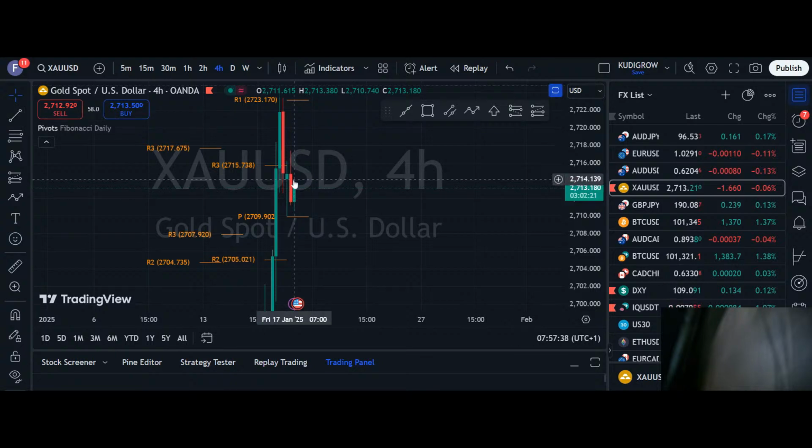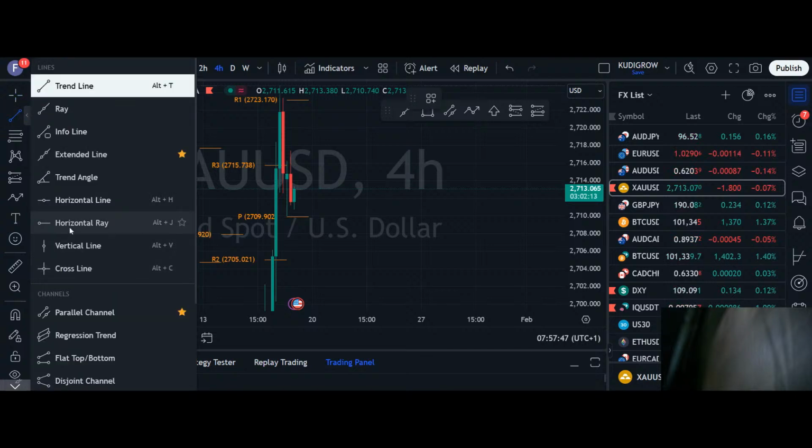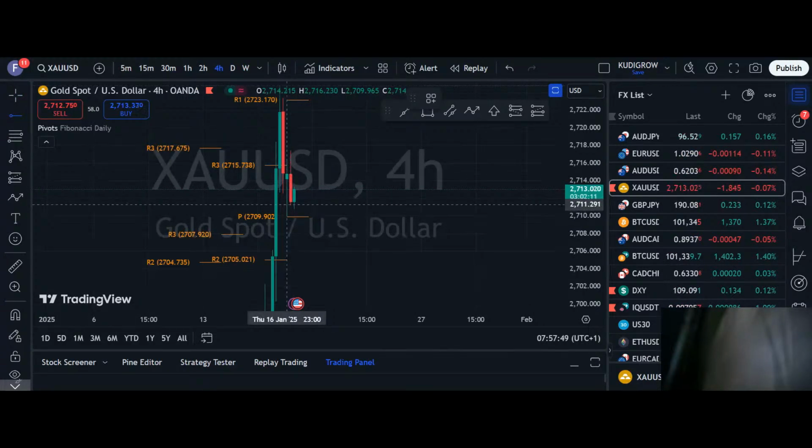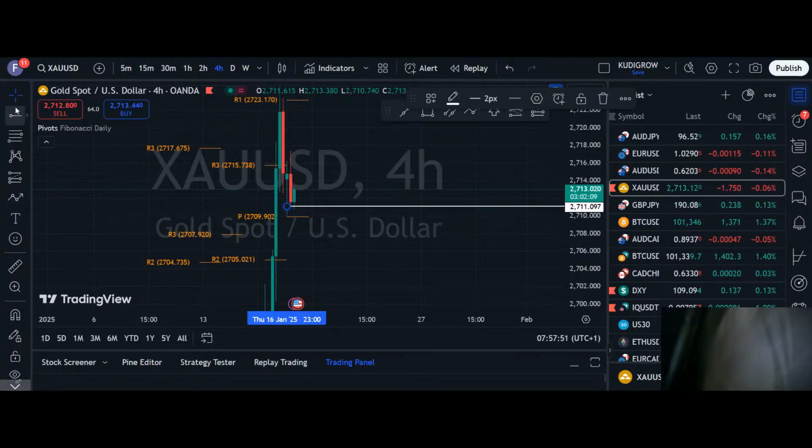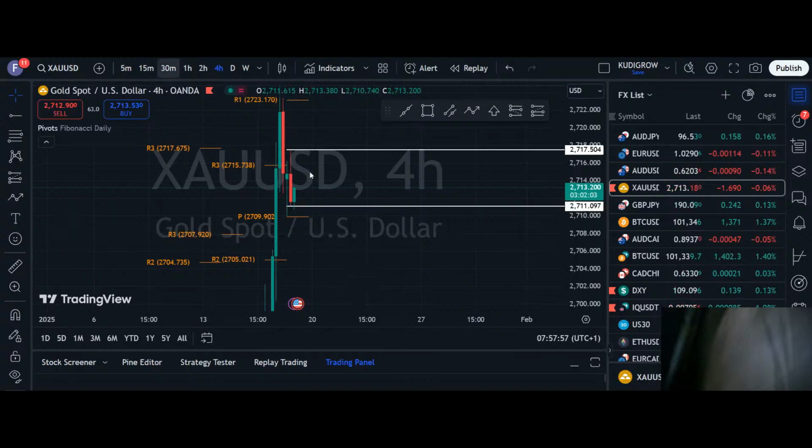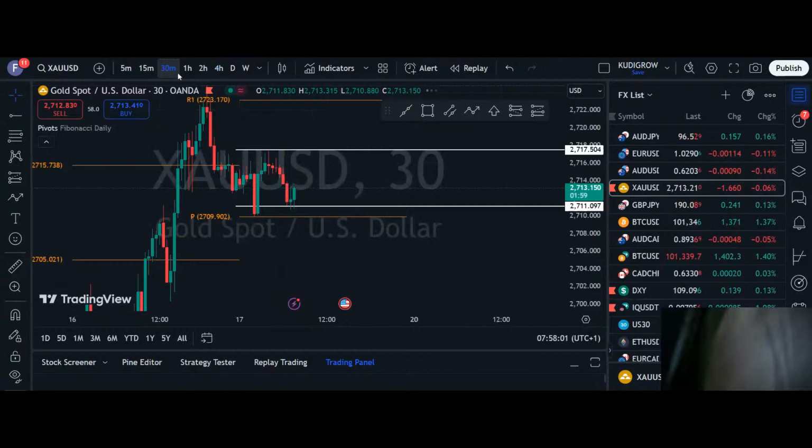So right here I have the 3 a.m. 4-hour candle, so I'll mark it out this way. So I mark this one this way as well. All right. So once I have marked it, we know where we are expecting our trades from. So we switch to the 30 minutes.